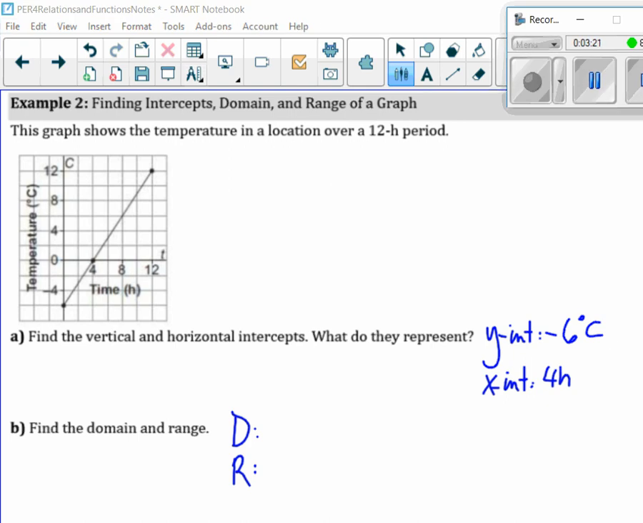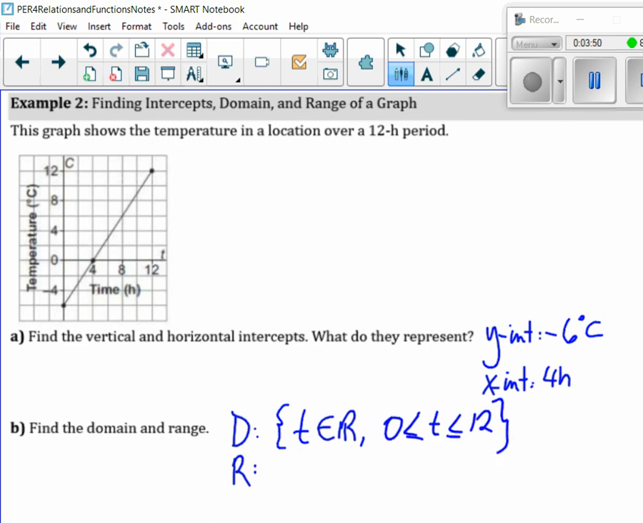Kaylin, what's the domain? No, this is actually not an x. This would be t, an element of the reals. What does t have to be between? Anybody? 0 and 12. Can it equal? Yes, so you have an equal sign after that.